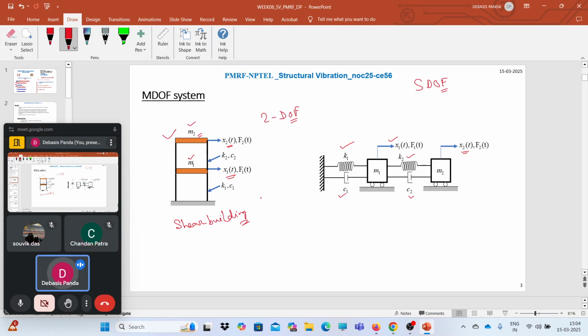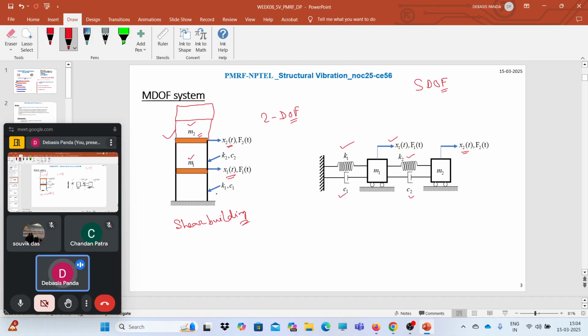Similarly, we can have different degrees of freedom. We may have three or four story buildings, so accordingly the degrees of freedom will increase. Most engineering systems consist of more than one degree of freedom. That's why we call them multi-degree of freedom systems, and we will learn how to solve them, how to develop the equation of motion, and how to solve these structures.